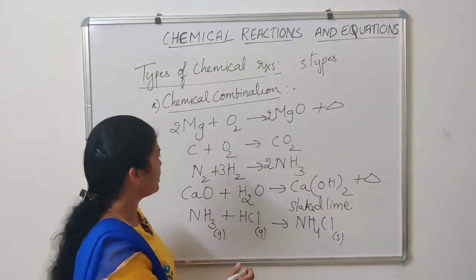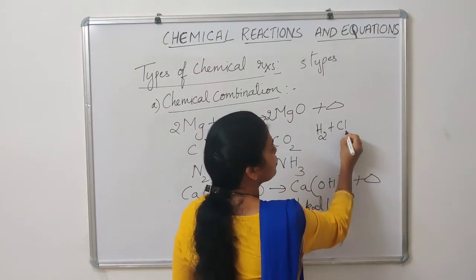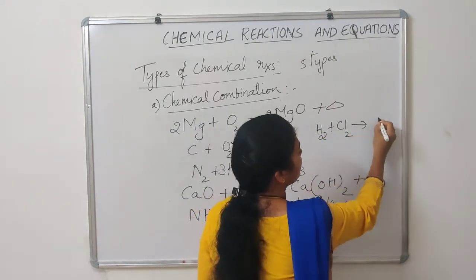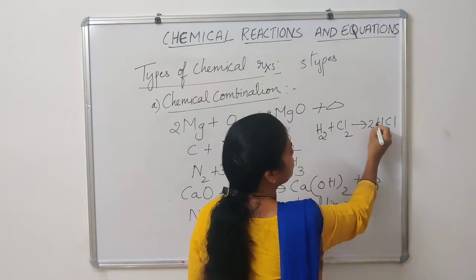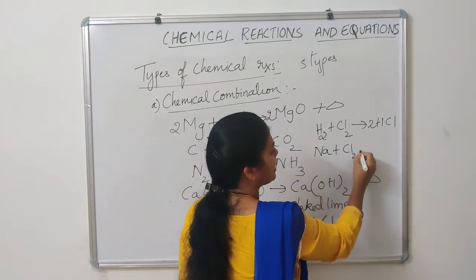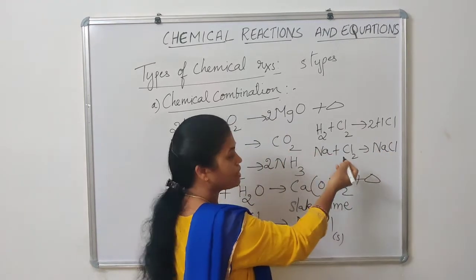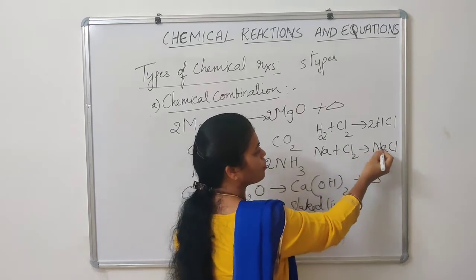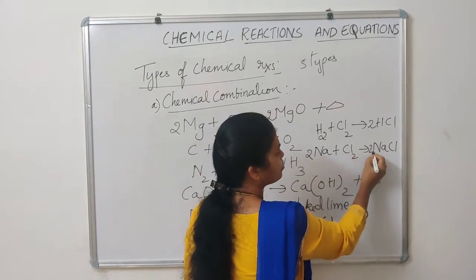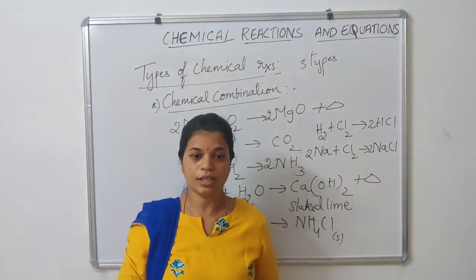Similarly, you can take some more examples, like hydrogen burning in the presence of chlorine gas, or hydrogen combining with chlorine gas, forms HCl, 2HCl. Similarly, sodium plus chlorine gas forms sodium chloride. When sodium burns in the presence of chlorine gas, it forms sodium chloride. When you balance it, 2Na plus Cl2 gives 2NaCl. These are a few examples of chemical combination reaction.